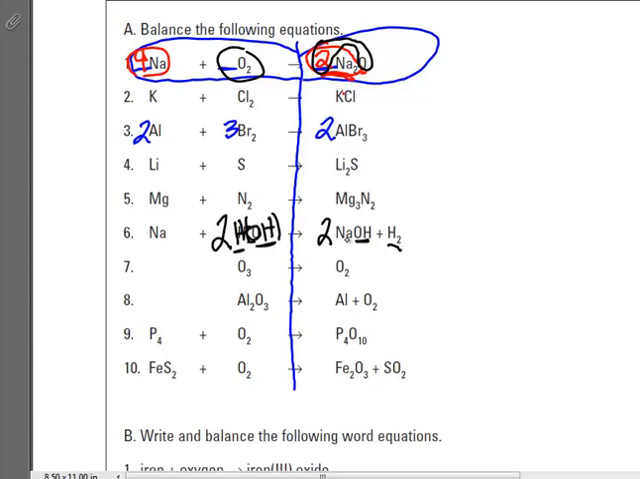It doesn't just change your OH over here, it also changes your sodium. So that's going to mean that we have to change sodium over here to 2. So let's get over here 2 sodium. And then you have a balanced chemical equation. 2 sodium plus 2 water produces 2 sodium hydroxide and 1 hydrogen gas.